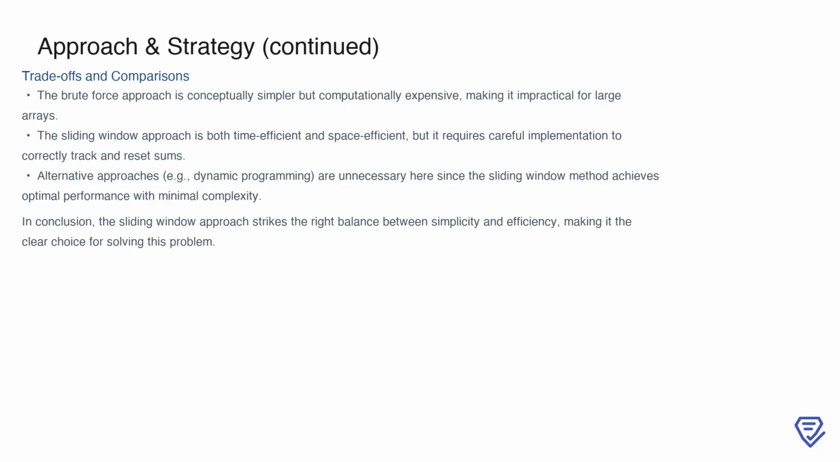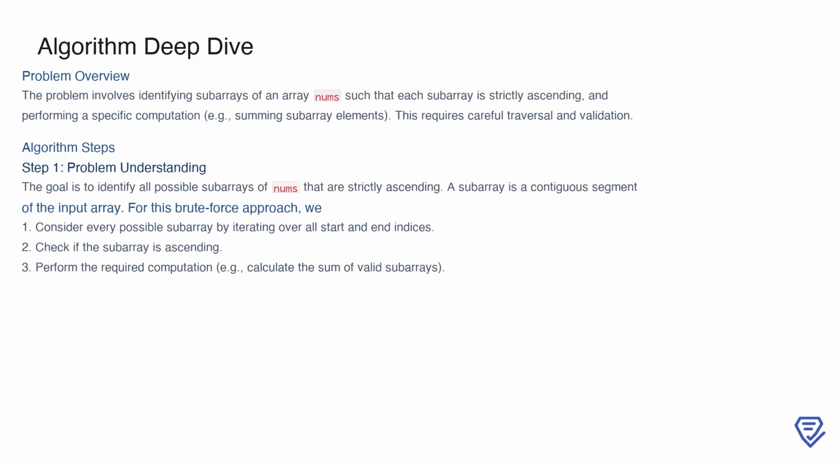To solve this problem, we need to focus on identifying subarrays within the input array nums that are strictly ascending. A subarray is simply a contiguous segment of the array. For example, in the array 1, 2, 3, subarrays include [1, 2] and [2, 3]. The goal is to iterate through these subarrays, check if they meet the condition of being strictly ascending, and then perform a specific computation, such as summing the elements.